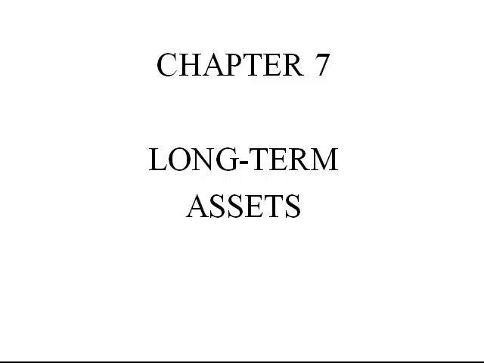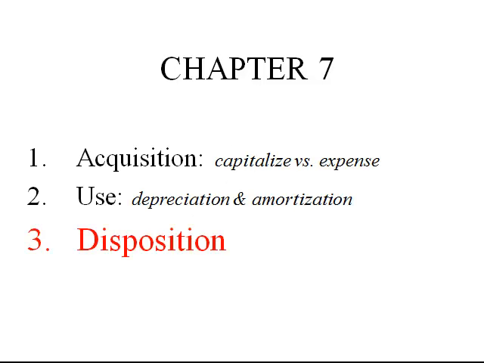We will conclude Chapter 7 by examining the end of a long-term asset's life cycle, that is, its disposition. We previously examined the acquisition, where we answered the question, is it proper to capitalize or expense an expenditure? Assuming we do capitalize the expenditure, we examined its use: depreciation in the case of a tangible asset, amortization in the case of an intangible.